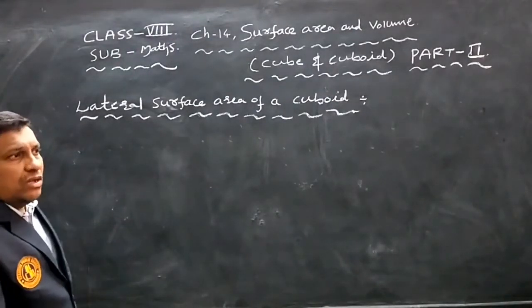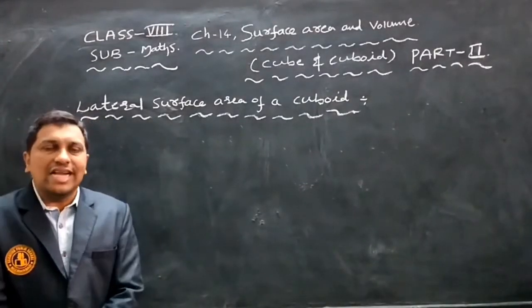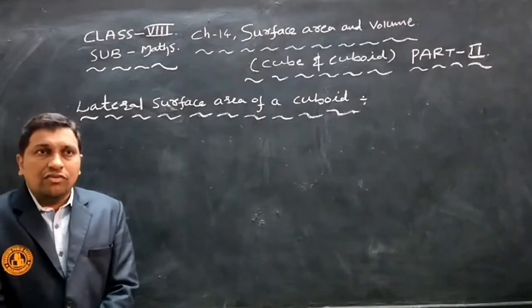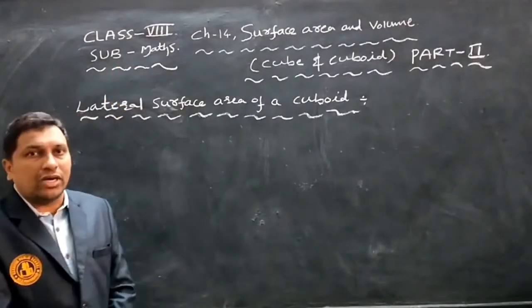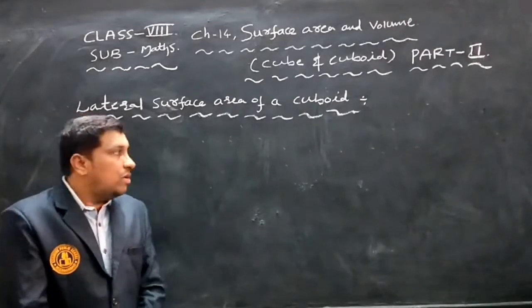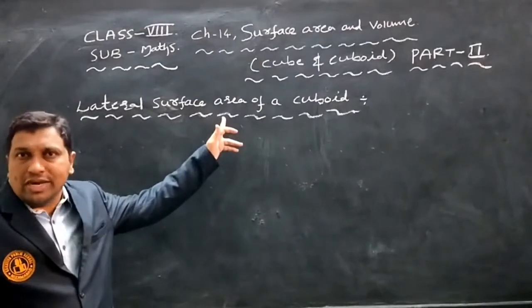For example, take this classroom. Here there are 4 walls, and a top and a bottom. We have to exclude, that is remove, the top and bottom. What remains is the lateral surface area of a cuboid.